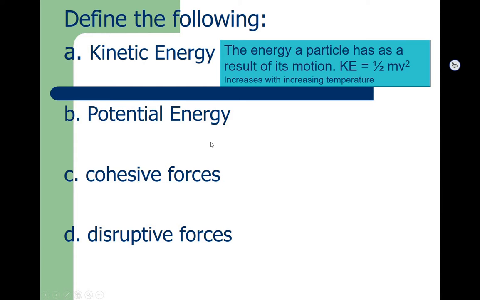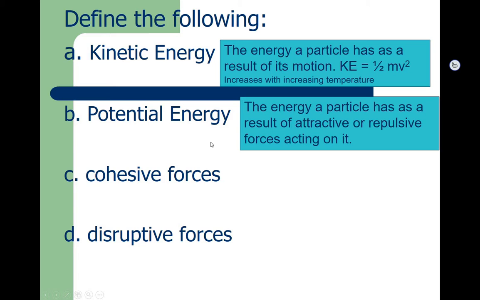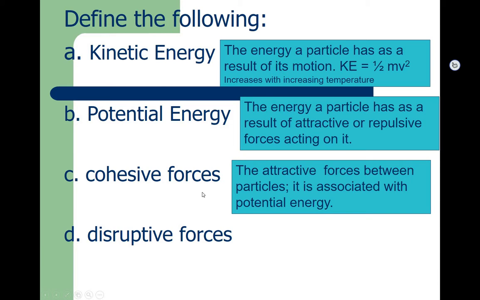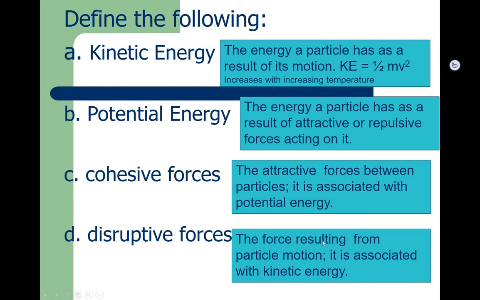Okay? Potential energy is the stored energy. So when you have potential energy, it's stored energy. Kinetic energy is energy of motion. So it's what's stored because of attractive and repulsive forces that are acting on it. Then we have cohesive forces. These are related to potential energy. These are the attractive forces between particles. It's associated with potential energy. Disruptive forces are associated with kinetic energy, and these are the forces that result because the particle's moving.